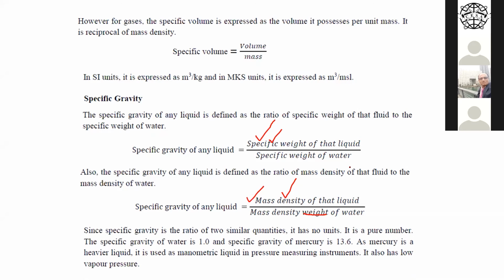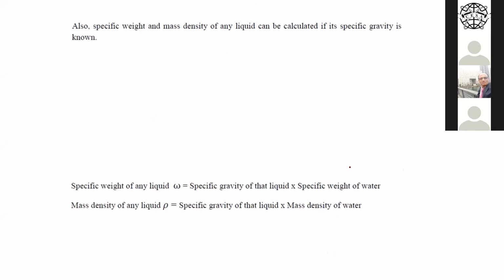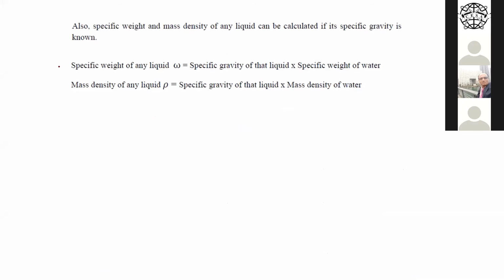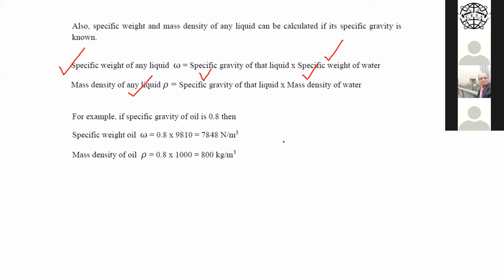So this is what we are finding out. Therefore, you can say that the specific weight of any liquid is its specific gravity multiplied by specific weight of water, which is 9810. For finding mass density of any liquid, take its specific gravity and multiply by mass density of water, which is 1000 kg per meter cube. I will give one example. If specific gravity of oil is 0.8, then what is its specific weight? Simply take specific gravity and multiply by specific weight of water, which is 9810, you will get 7848 Newton per meter cube. Similarly, if you want mass density of oil, you take its specific gravity and multiply by 1000, which is mass density of water.